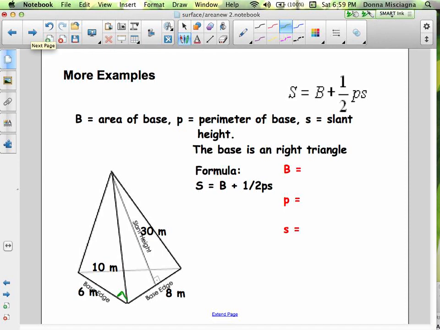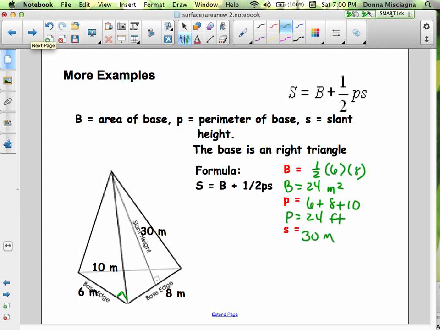So the area of our base is going to be 1/2 times 6 times 8. That's half of 6 is 3, so 3 times 8 is 24. So our base here is 24 meters squared. Our perimeter is just 6 plus 8 plus 10, so our perimeter is 24 meters. And then the slant is given to us. I'm trying to show you that's the slant there. I put it right next to the word slant height, so that is 30 meters.